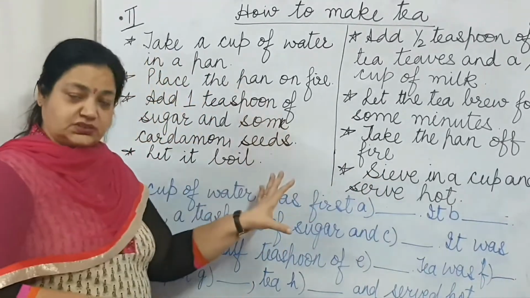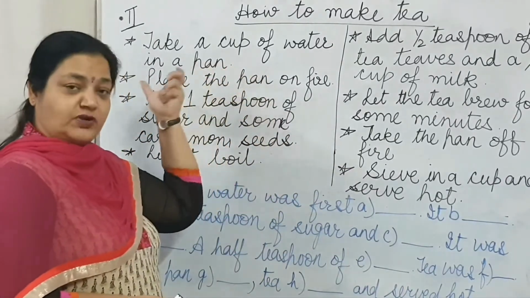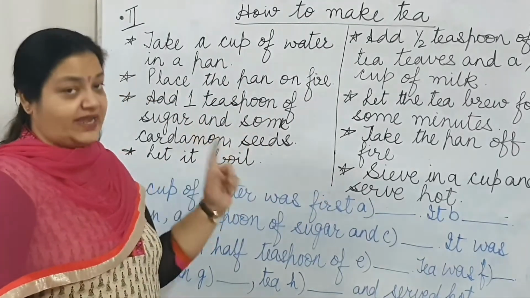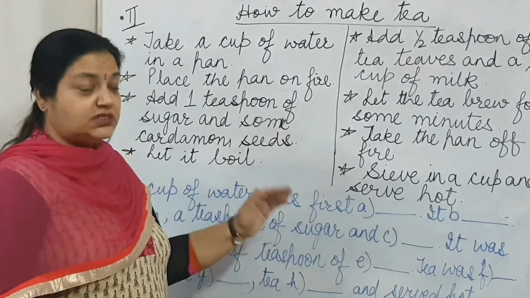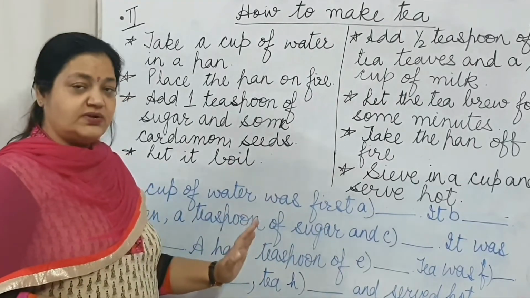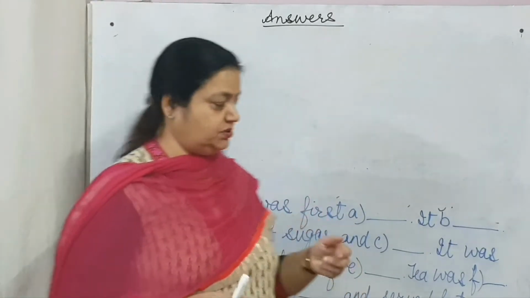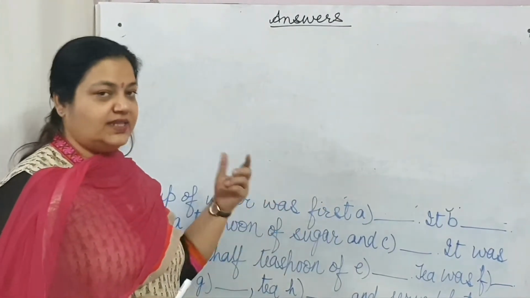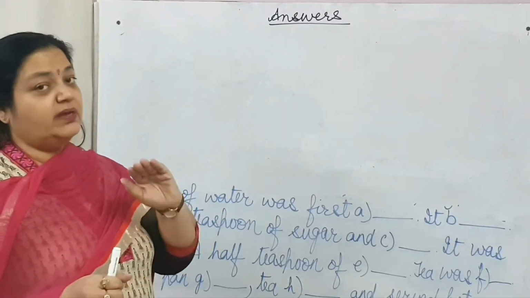Now, these were the instructions and now the passage is given in which we have to choose the verb from these instructions and change them into the passive form according to their tense. And also we have to write the leftover words because we have to complete the paragraph. Now let us start writing the answers. First thing that we have to do is we have to catch the tense of the passage. A cup of water was first. Now "was" is there. That means the passage is in past tense. So we have to change the verb in the past tense.